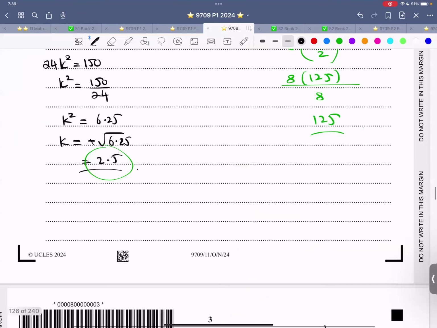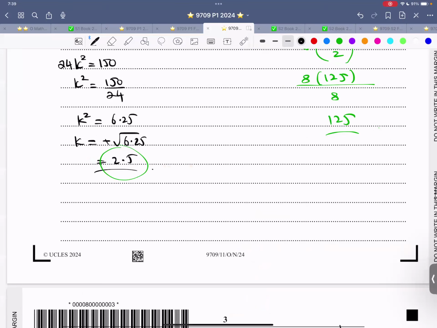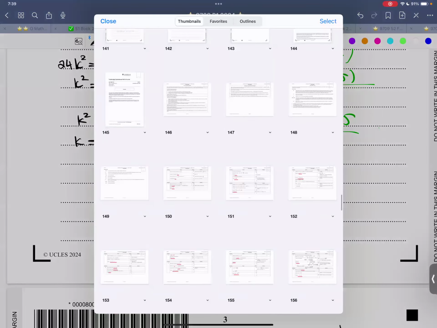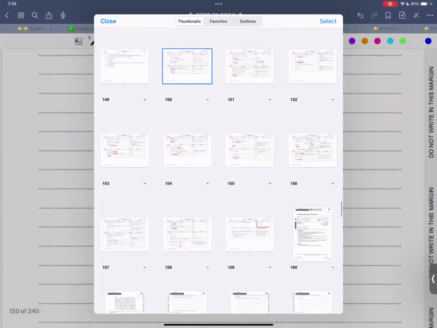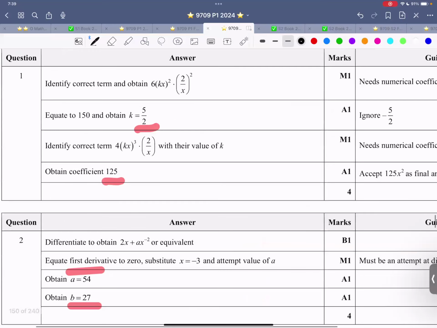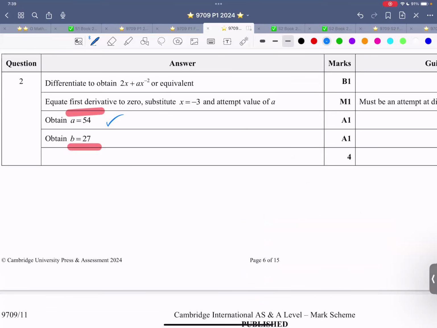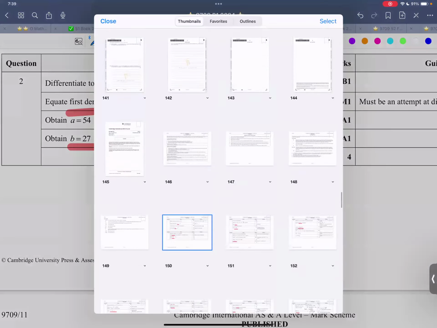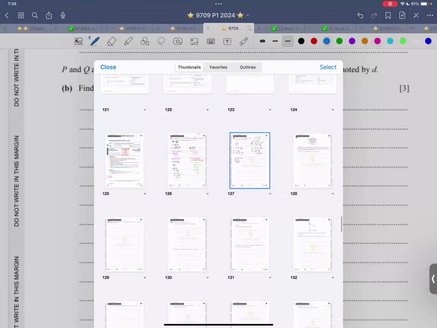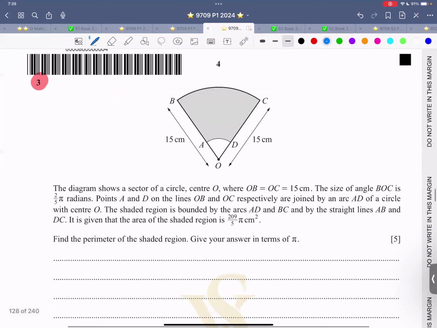So we can also double check the answers at the end. There is no harm in double checking. So let me go over here. And over here, k is 5 over 2. That's done. This is 125. That's done. a is 54. b is 27. So that's all good, all clear. So now this thing is done. Let's move on. Question number 3.